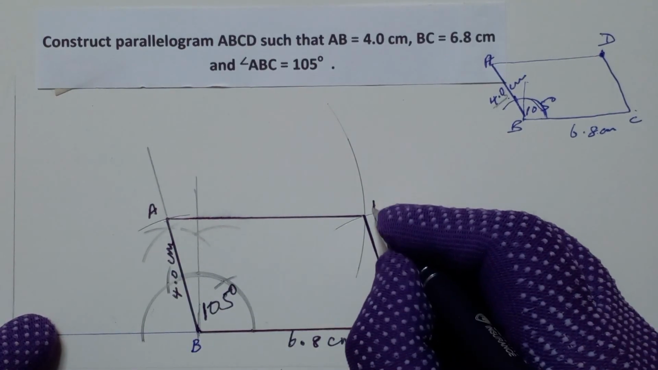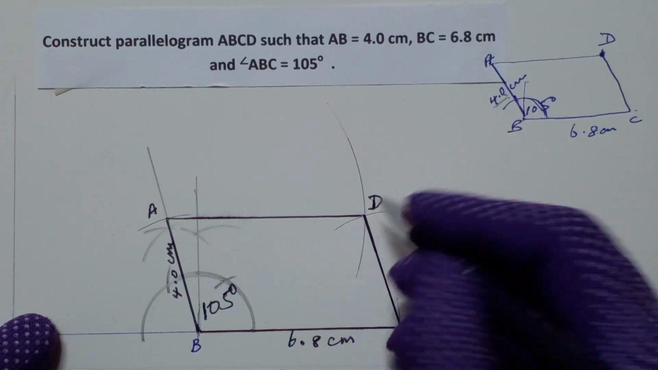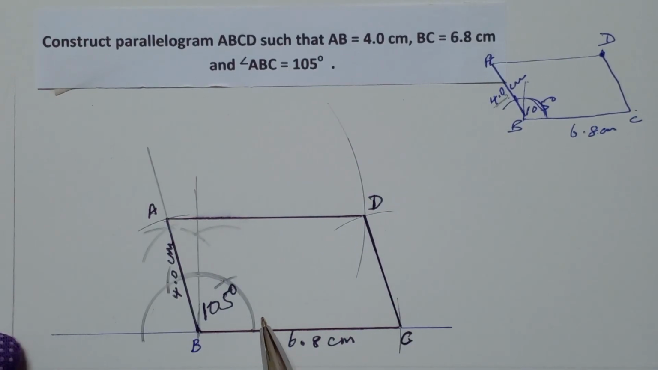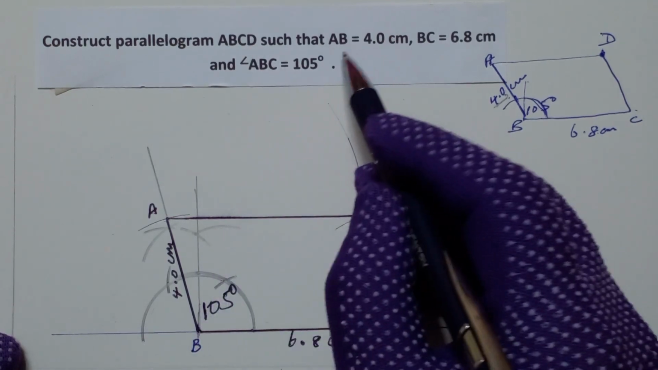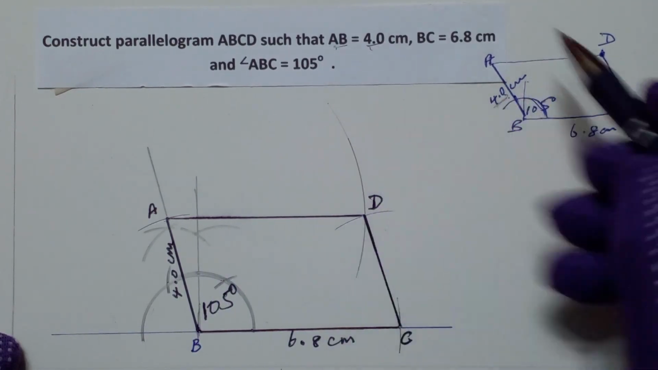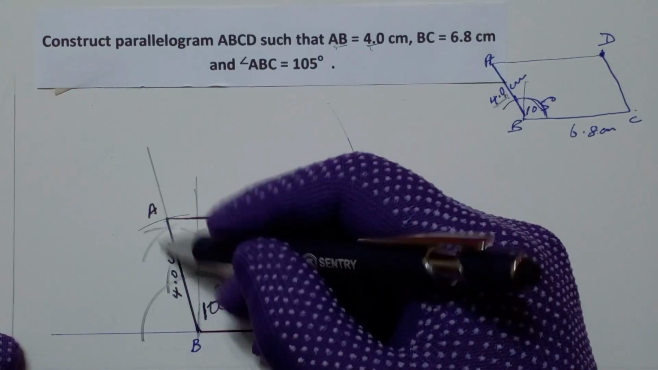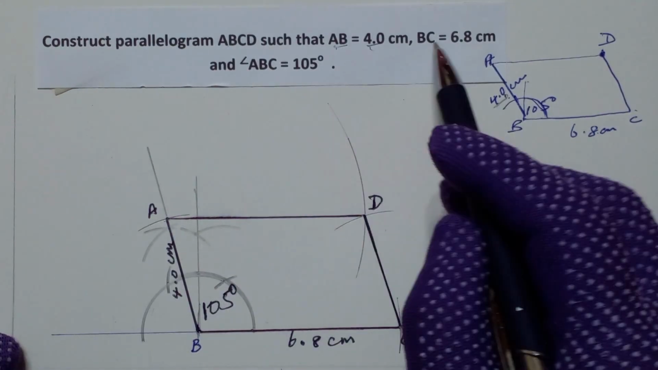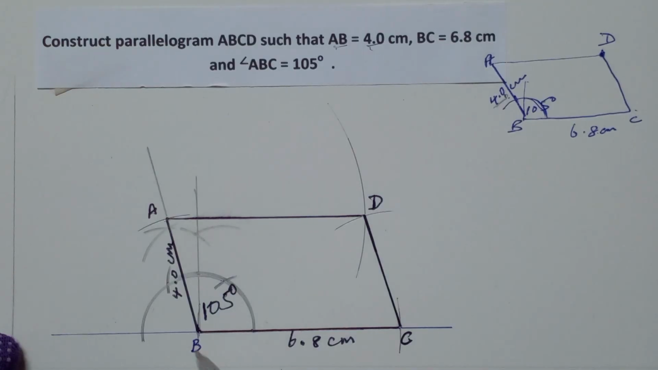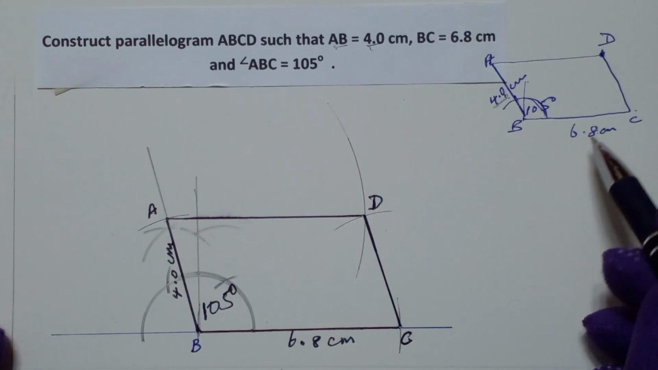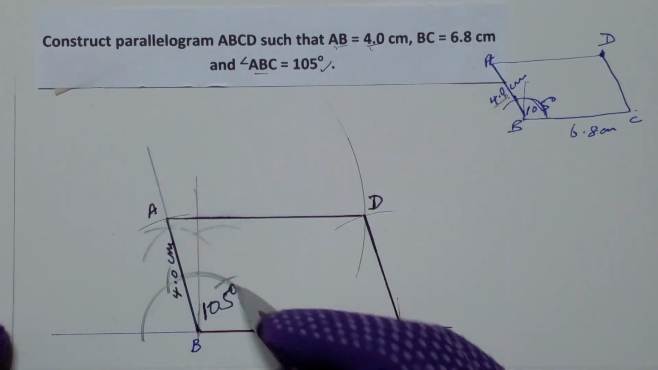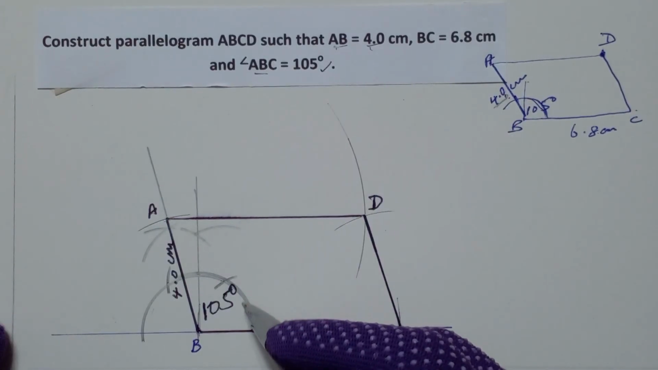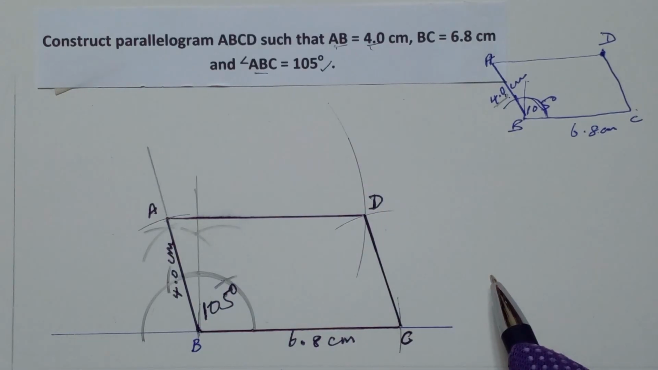And this is D. So you have just constructed the parallelogram ABCD such that AB is equal to 4.0 centimeters, BC is 6.8 centimeters, and angle ABC is 105 degrees, which is this angle here. So that is the required parallelogram.